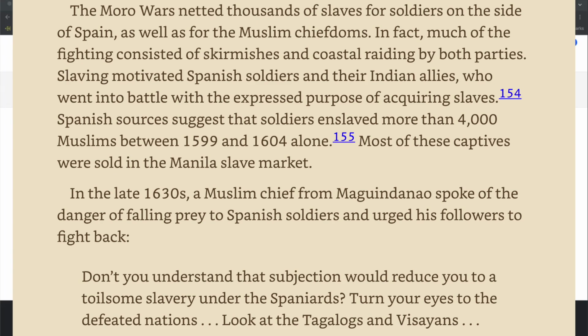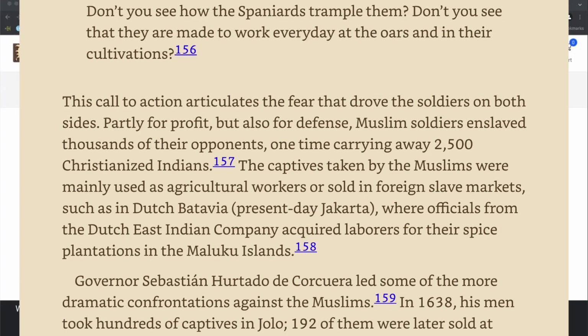Turn your eyes to the defeated nations. Look at the Tagalogs and Visayans. Don't you see the Spaniards trample them? Don't you see that they are made to work every day at the oars and in the cultivations? All right, in the what? In the plantations?